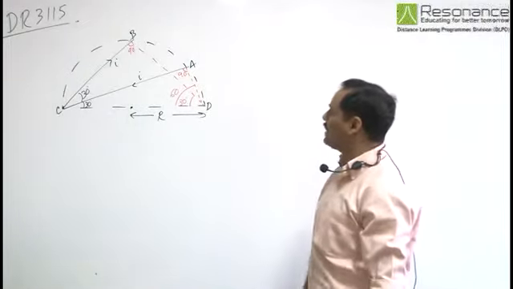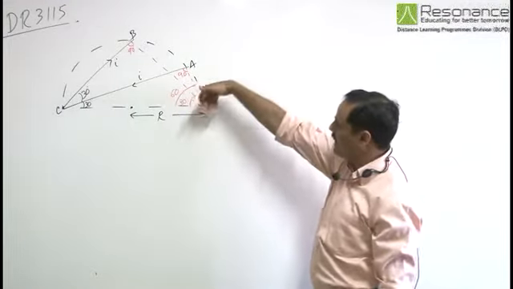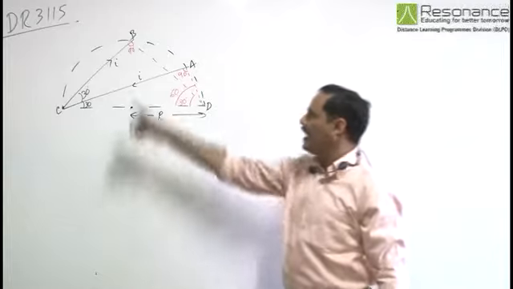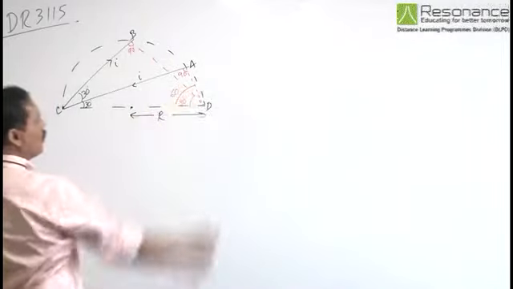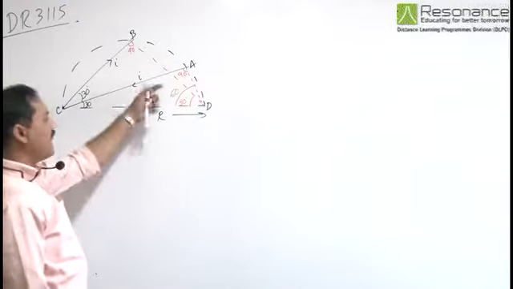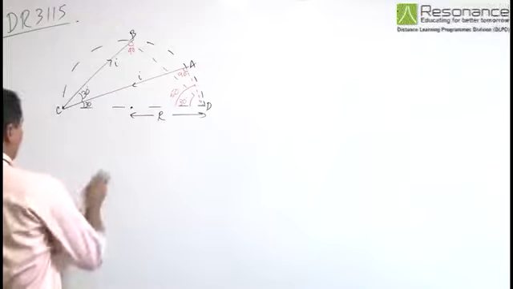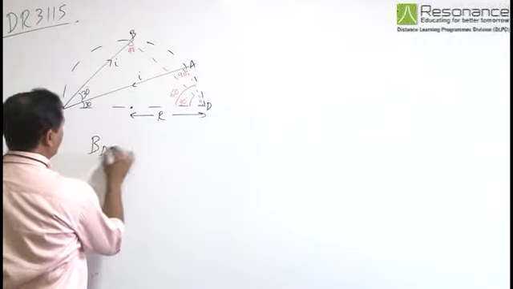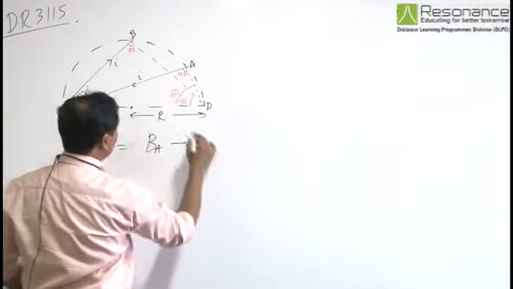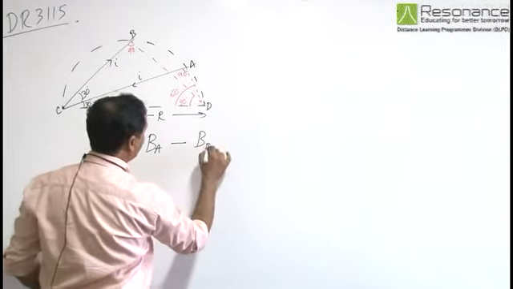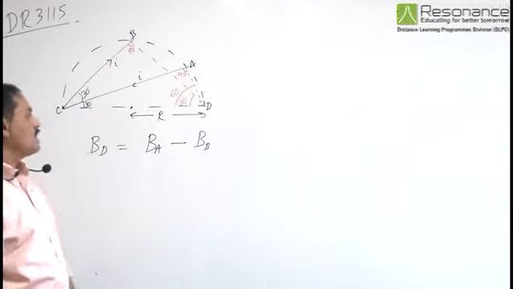By applying the right hand thumb rule, due to the wire AC, the magnetic field at D will be outward, and due to the wire CB, the magnetic field at D will be inward. We take outward to be positive and inward to be negative. So the magnetic field at D due to A is outward and due to B it is inward. So the net magnetic field will be BA minus BB.